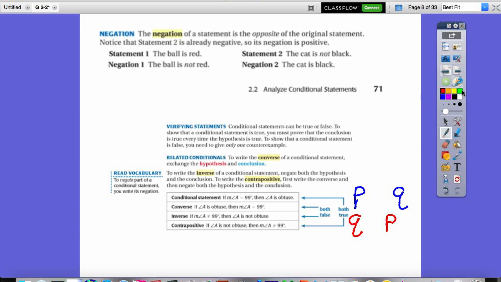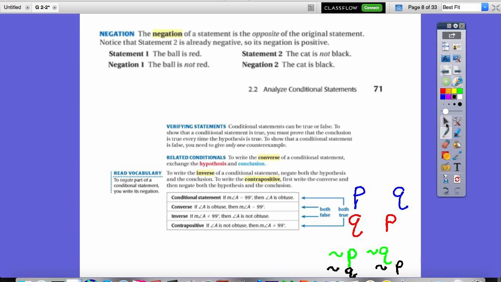If I go back and take the P first and then the Q, and I use this symbol, which means negation, so the hypothesis has a not in it, and the conclusion has a not in it. That's the inverse. And then the contrapositive would be the conclusion first with a not, and the hypothesis second with a not.